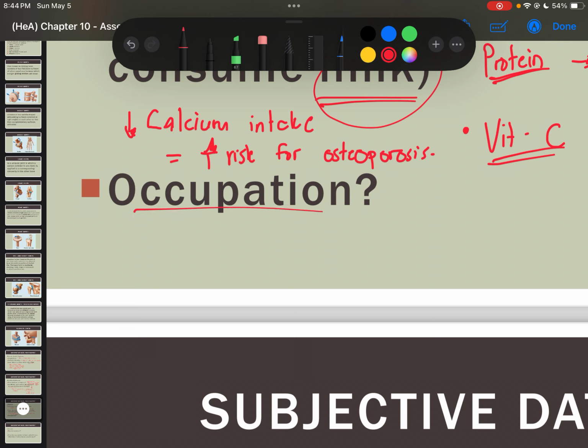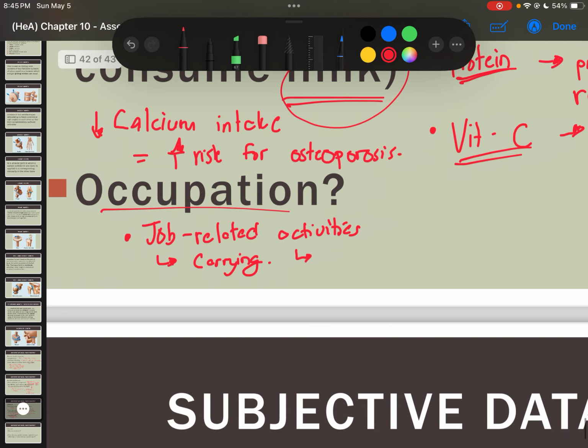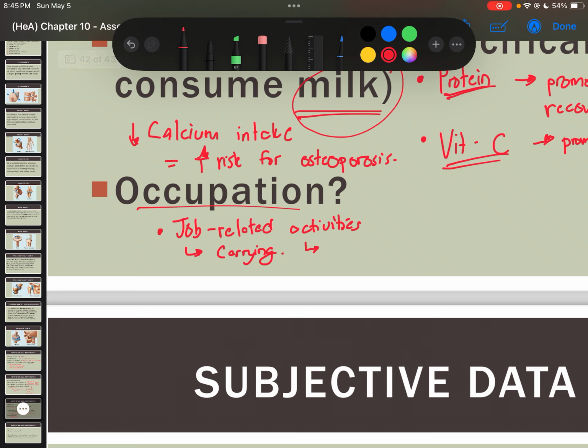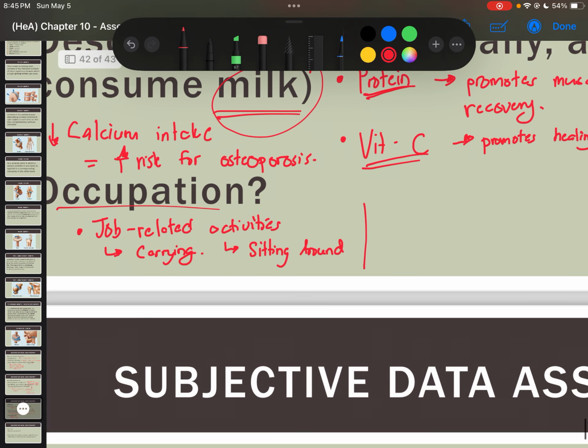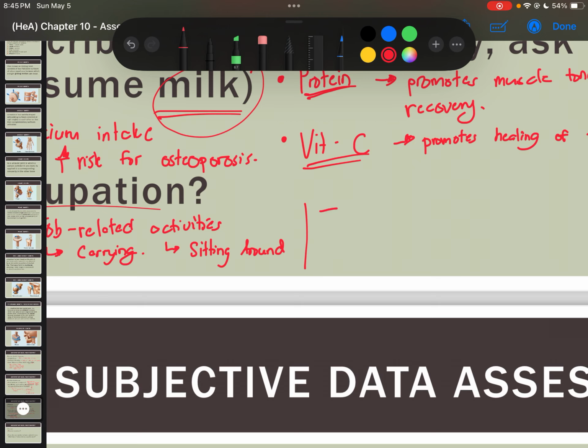And lastly, for occupation, ask them what their job is. Ask them about their occupation. Why? Some occupations involve job-related activities, like carrying. For example, your job is a porter. Aside from that, there is also sitting around, for example, an office job. Always consider two factors.